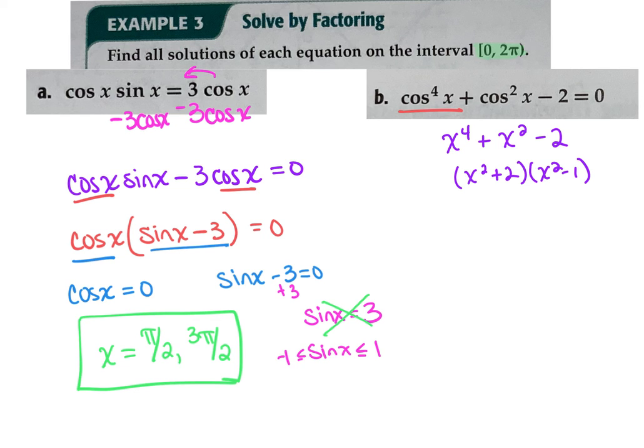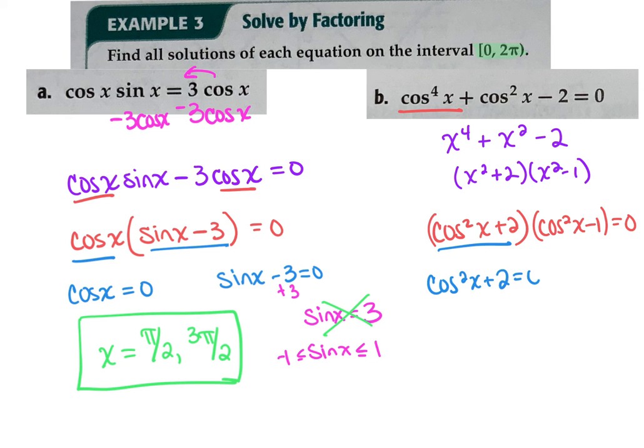So I'm going to say, well, it's cosine squared of x plus 2 and cosine squared of x minus 1 equals 0. And then I'm going to set each one of those equal to 0. So let's set this first one equal to 0. Cosine squared of x plus 2 equals 0. Subtract 2. Cosine squared of x equals negative 2. Take the square root of both sides. Cosine of x equals the positive or negative square root of negative 2.